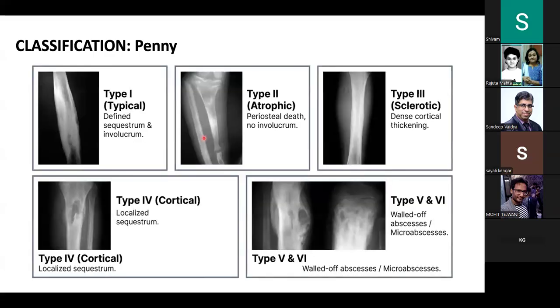The other classification that is described is Penny's classification, and it in fact covers almost all the types which are described in the classification as well. But there is this type, type 2 atrophic, which is not really mentioned in the classification. So if you're using this classification, be aware that this type is not included in that. And we do see cases of this nature. I will show you in the case example as well, where we often get an atrophic chronic osteomyelitis where the periosteum has already died, there is no involucrum, and even the sequestrum has got resolved.